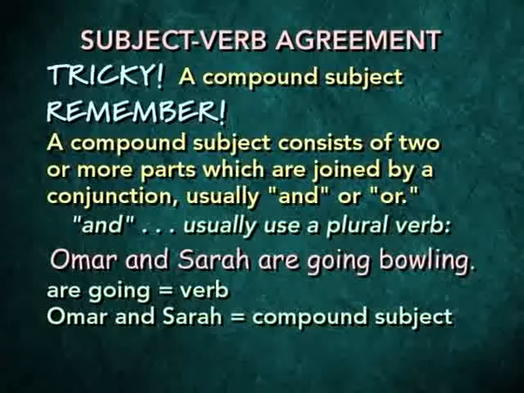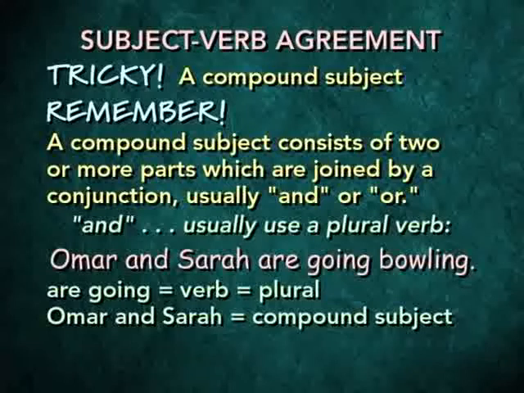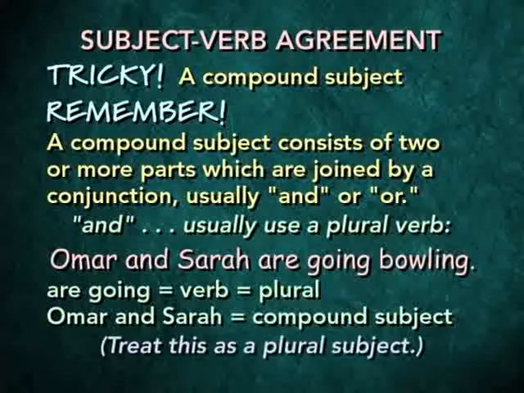Notice that although each of the parts of the compound subject is singular, Omar, Sarah, each of these is a singular word, taken together, they make up a compound subject which is treated as plural. After all, Omar and Sarah are 2 people, and therefore the subject of this verb now refers to more than one person, it's plural, and a plural verb, are going, is required. So this is the most typical kind of compound subject, where we have two or more parts joined by the conjunction and, normally this would be treated as a plural subject.